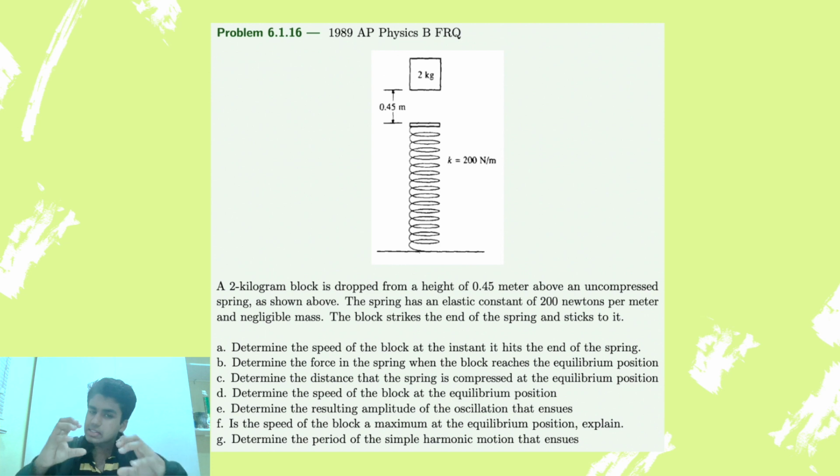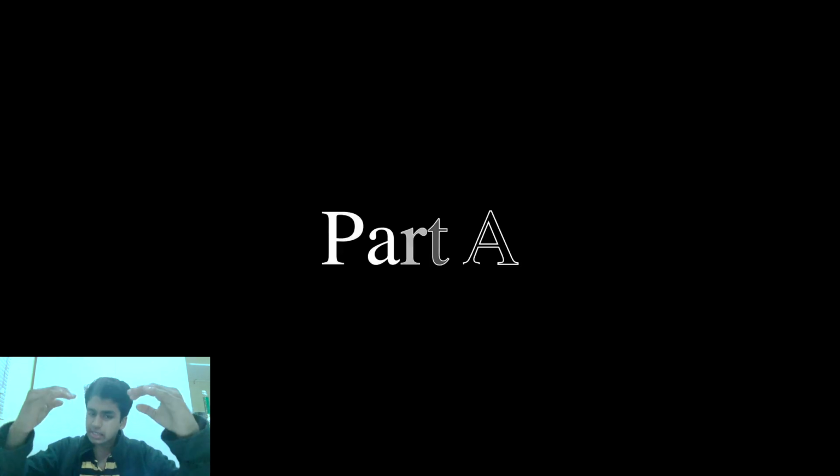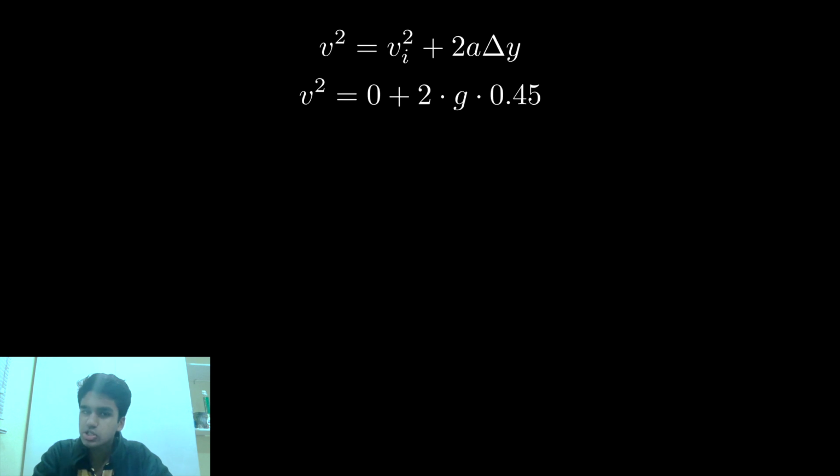So when it hits the end of the spring, no compression has occurred at that point. So this is a relatively simple problem because it's dropped from rest, so the initial velocity is 0. We know that it displaces by a height of 0.45, which means it moves down 0.45 meters. And we also know that the acceleration is g because it's in free fall. So we simply use the equation: final velocity squared equals initial velocity squared plus 2 times acceleration times vertical displacement. We don't know the final velocity squared, so that equals 0 squared, because the initial velocity is 0, plus 2 times g times 0.45.